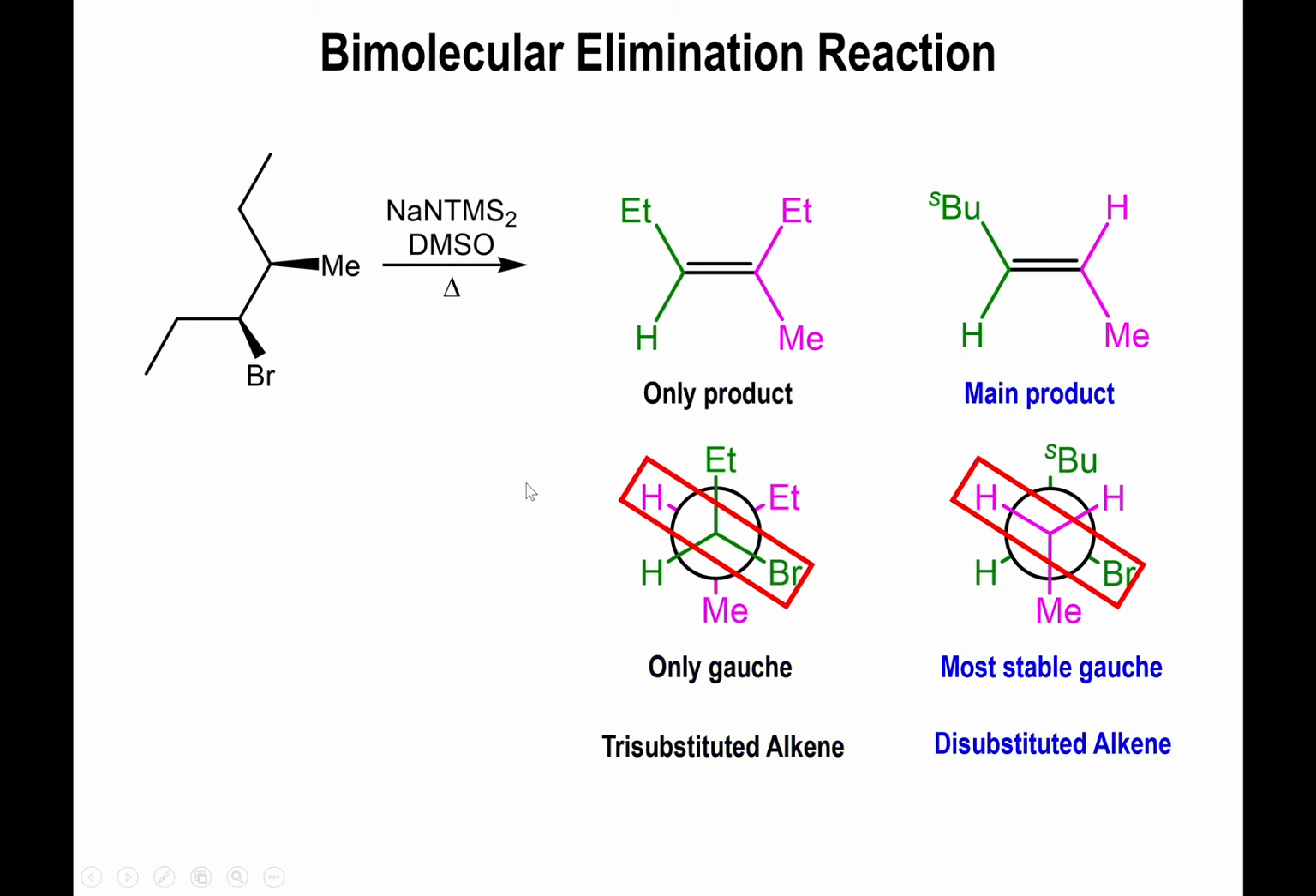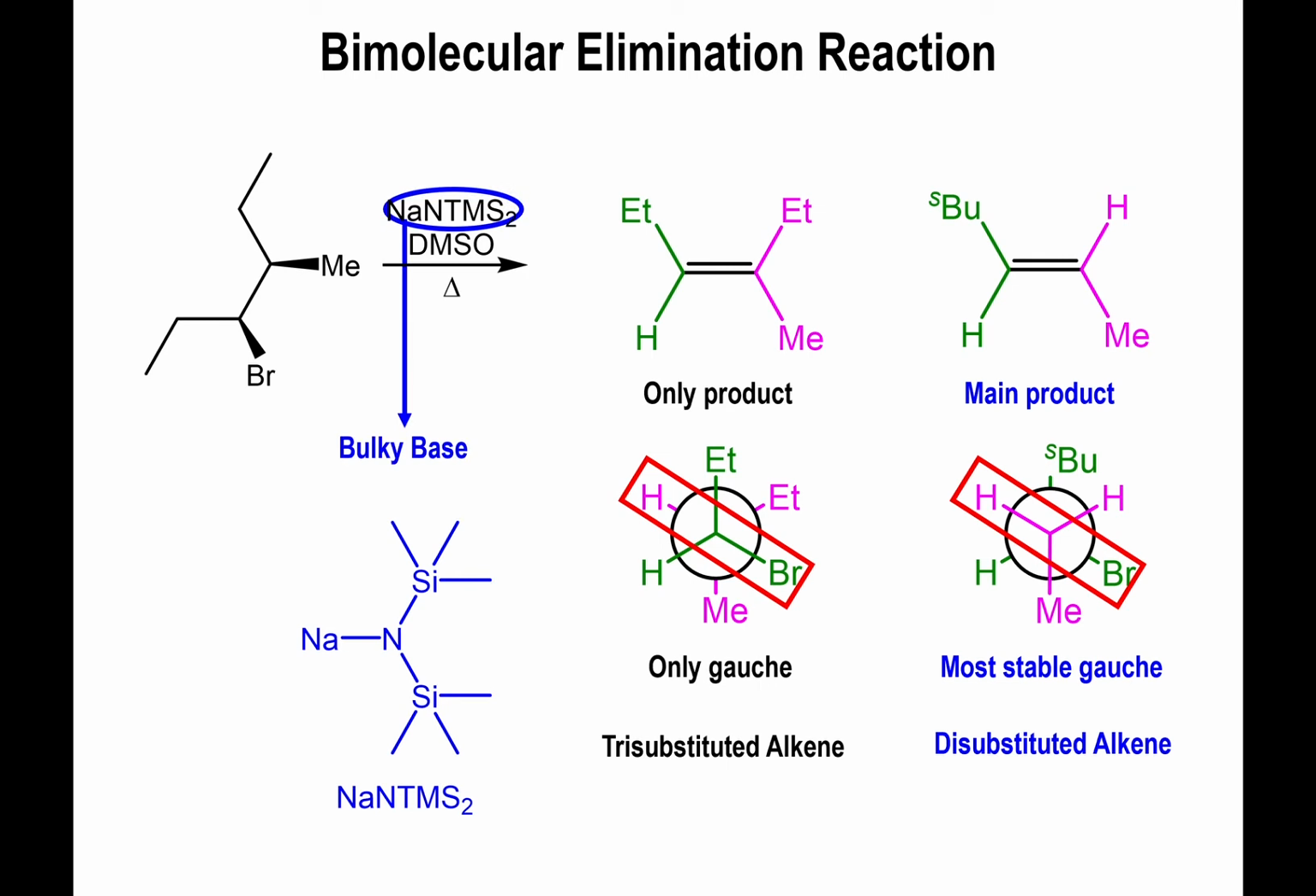But if, on the other hand, you were to use a base that is considered bulky or very big, like sodium bis(trimethylsilyl)amide, hexamethyldisilazide, then in this case, and just to show you the shape of the molecule is a lot bigger than what you had before, we basically substituted two hydrogens with two trimethylsilyl groups. In this case, you're going to favor formation of the least substituted alkene.